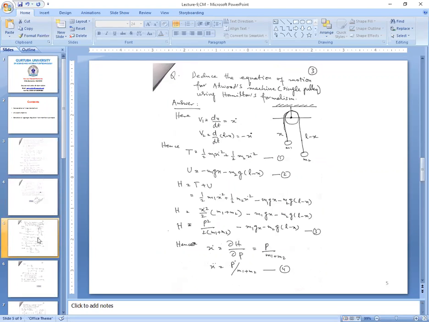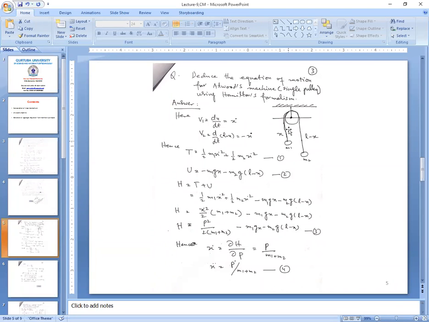So the next topic is the Atwood machine, and we have to find the equation of motion, in fact, the acceleration of this system. As you know, an Atwood machine with a single pulley consists of a length of rope connected to two masses, M1 and M2, at the ends, and it can move on a pulley which is fixed, and it can rotate in the horizontal plane.